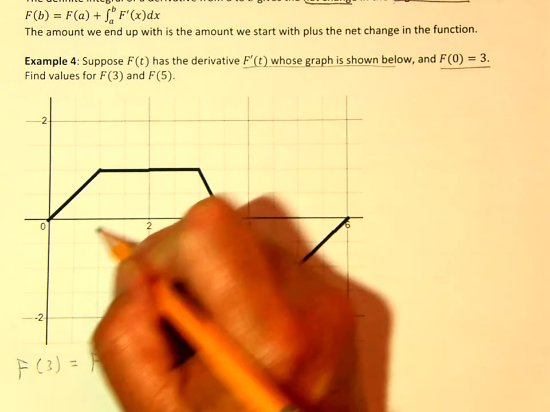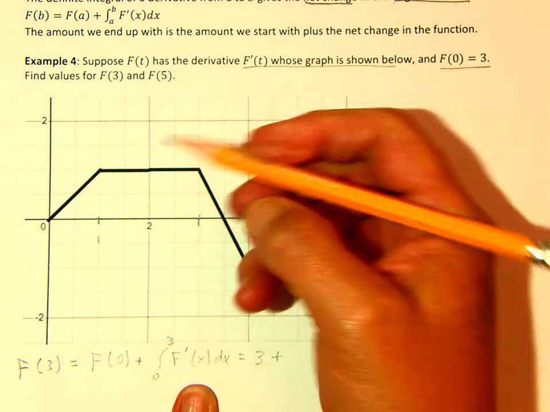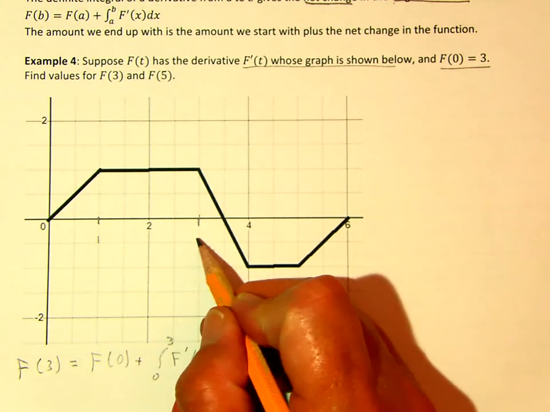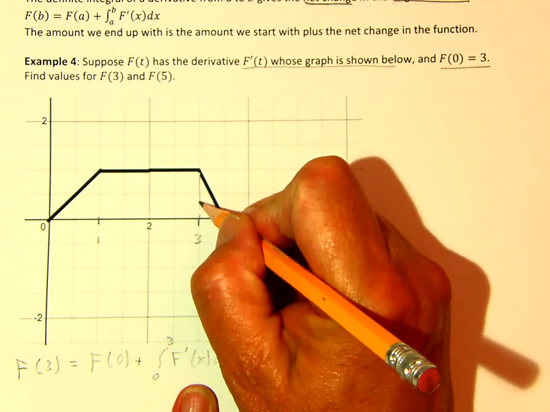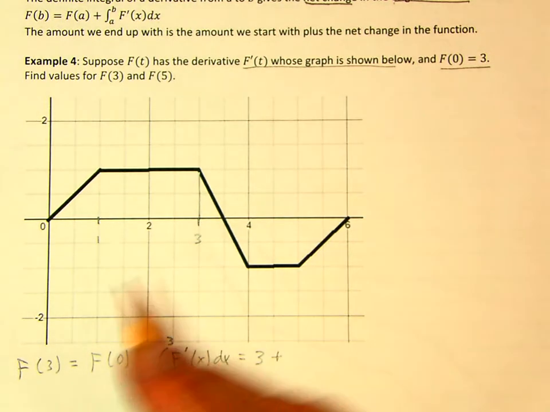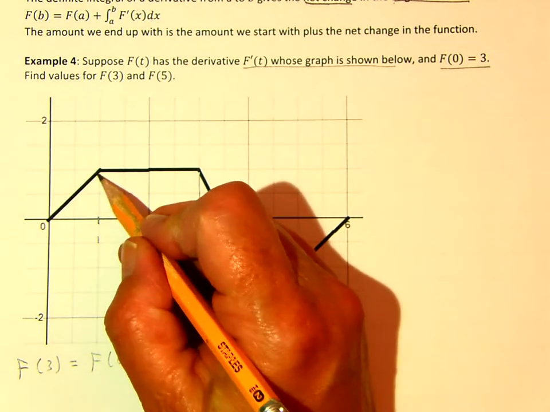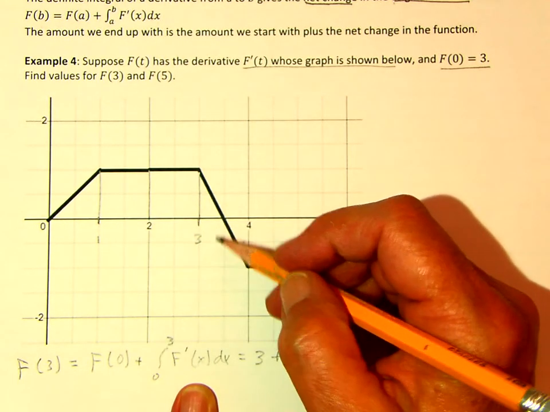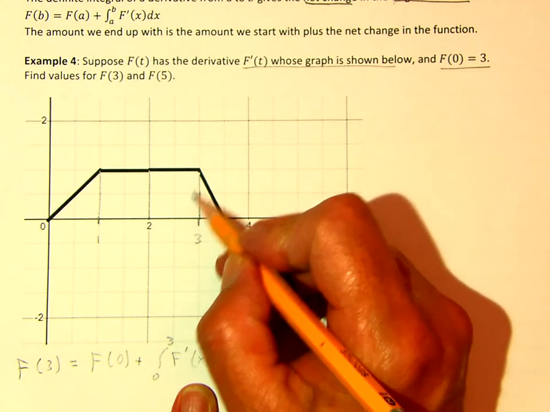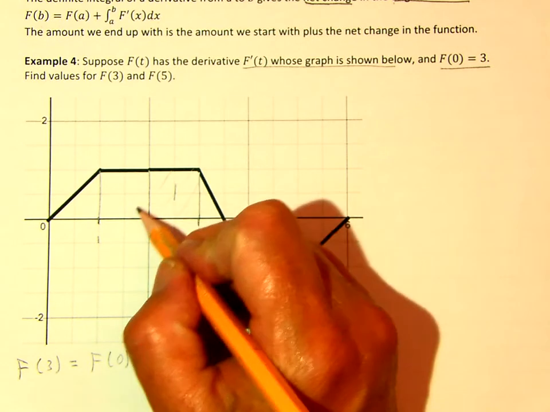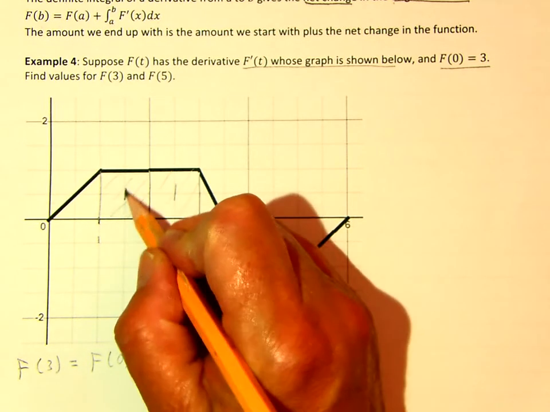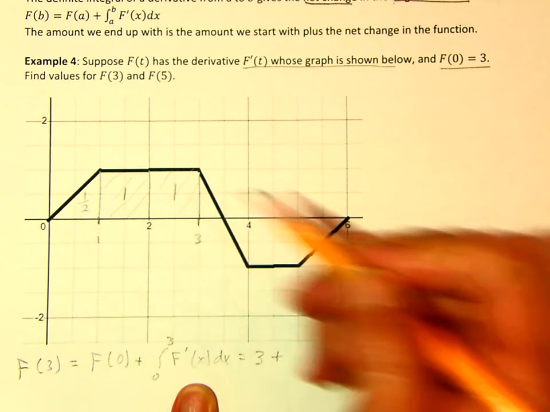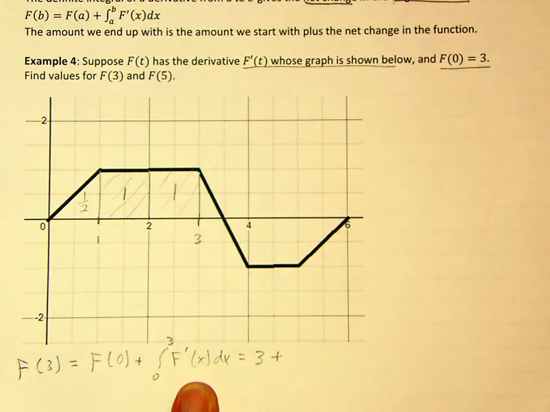So you want to watch this graph again. I've got the units, every 2 squares is 1 unit. So here we go, from 0 to 3. Now it looks to me like this is 1, this is 1, and this is a half. But let's go ahead and calculate it.